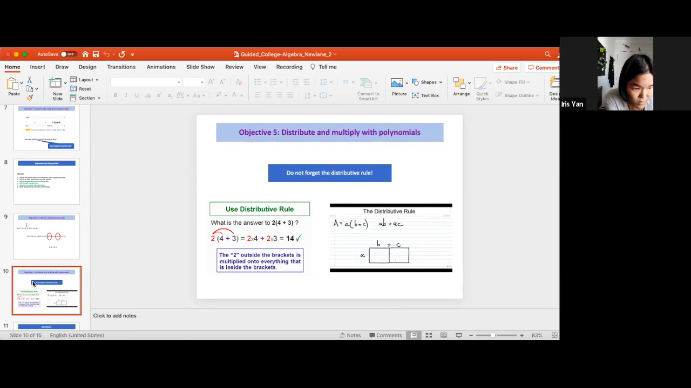Right? Is that okay? Is everybody okay? So now, just instead of 4, imagine that the number 4 is now an x. So you have 2 times (x plus 3) equals 2 times x plus 2 times 3.